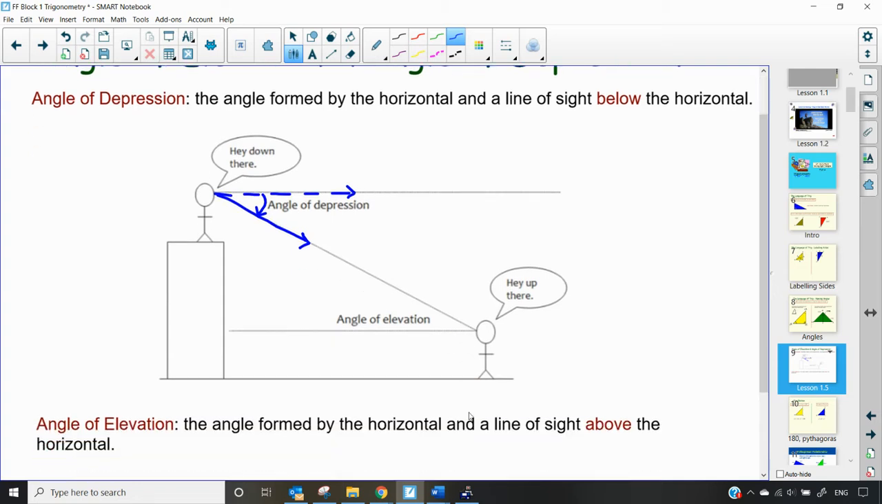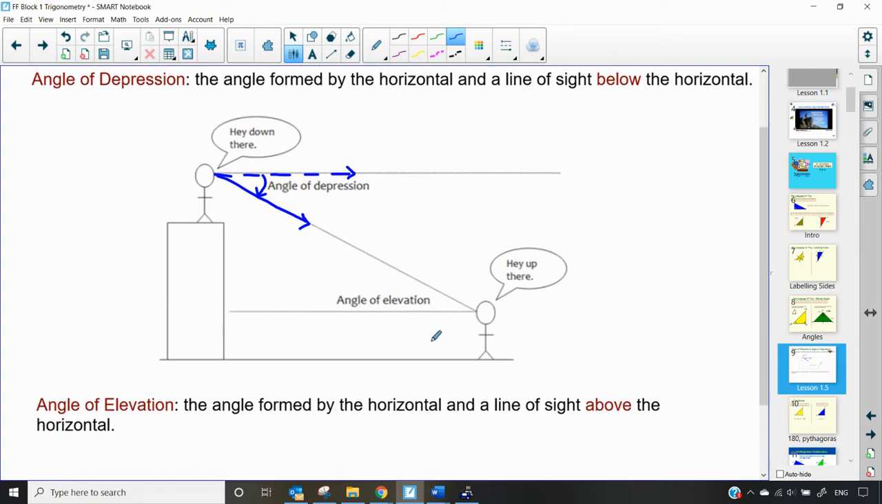In contrast to that, if I have the angle of elevation, that's the angle formed by the horizontal and a line of sight above the horizontal. So again, if I'm looking out horizontally, there would be my line of sight. If I elevate my eyes or I raise my eyes, the angle to which I raise my eyes is my angle of elevation.